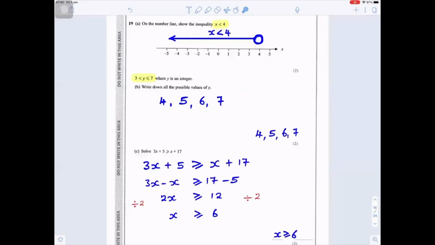So that's the complete question, the answers to question 19. X is less than 4 on a number line, and then finding the possible values of y, and then solving the equation.